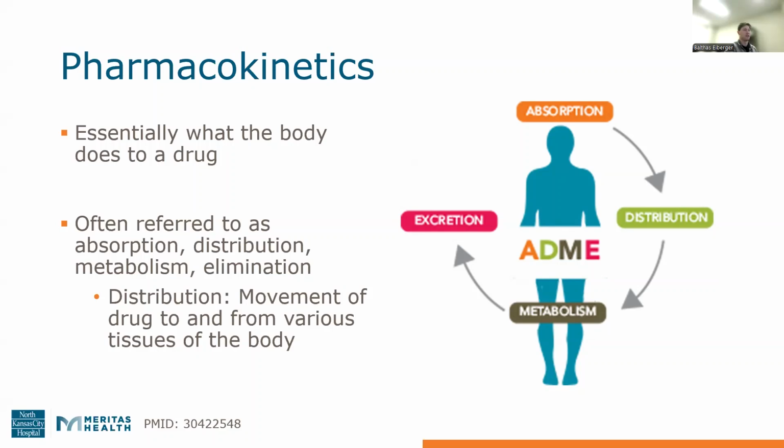I think those are all fairly self-explanatory, like absorption. Maybe distribution is a little bit more difficult to grasp, so I included that definition there: the movement of drug to and from various tissues of the body. So, for instance, some drugs get into the body and will be stored in the fat tissue. We call those lipophilic drugs. And then eventually they get distributed to the blood or to whatever organ or site they're going to have their action. So that process is called distribution.